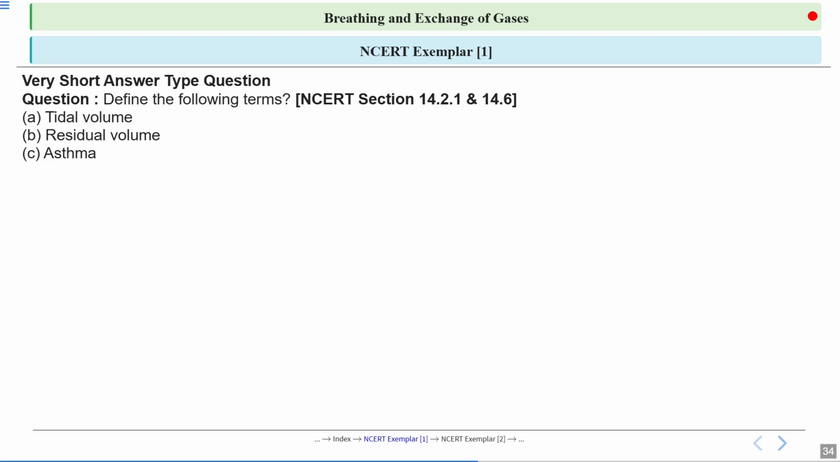Now we are having a very short answer type of question. So here the first question, define the following terms. These terms are coming from the NCERT section 14.2.1 and 14.6. What are the terms? A, tidal volume, B, residual volume, and C, asthma. Let us see the answer. How we can define these three different terms.